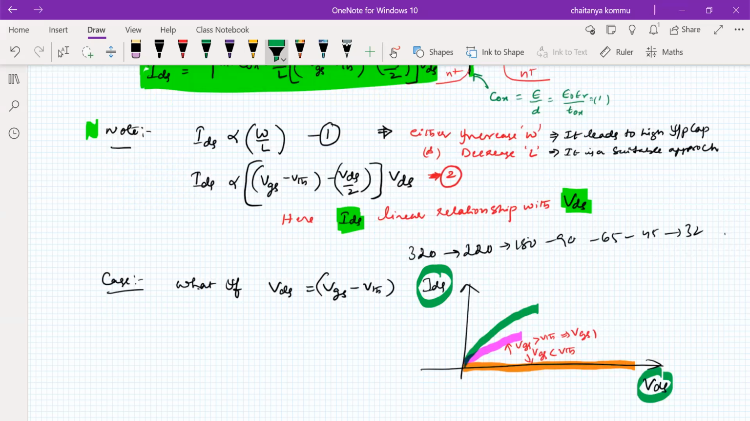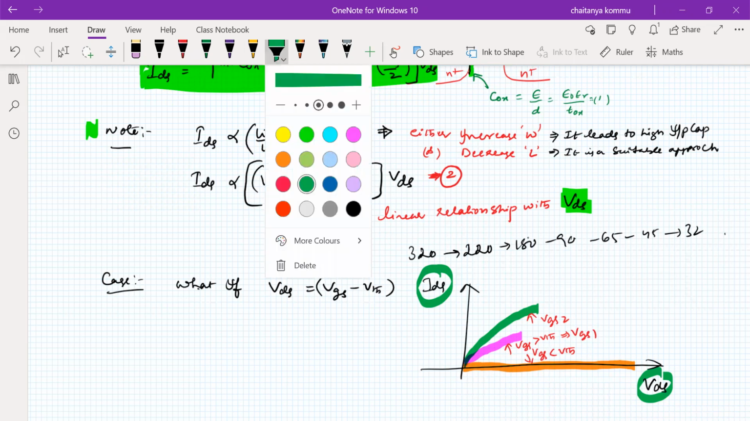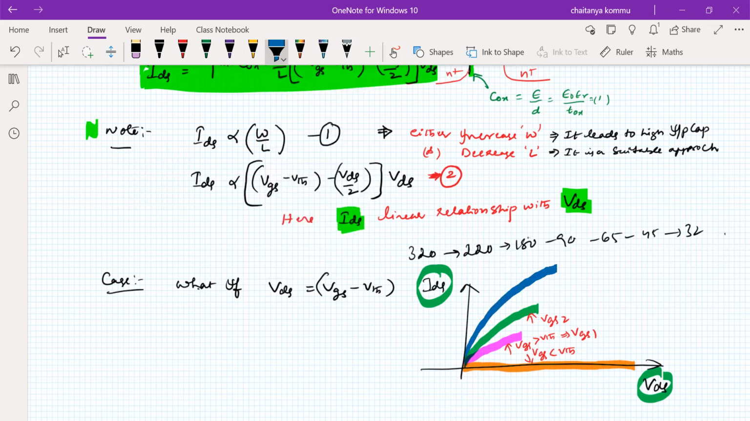As VGS1 is greater than the threshold, VGS2 is greater than VGS1. When VGS2 is greater than VGS1, the MOS transistor remains in the linear region for a larger range, that's what we observe. Okay, fine. Let us increase VGS value further, then again it will go something like this. All these three lines always say that it is a linear mode of operation. Now all are in the linear mode of operation, VGS3. Here we have to assume that VGS3 is greater than VGS2, which is greater than VGS1.